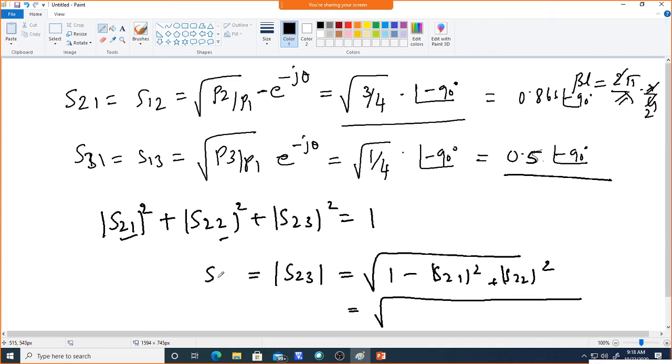That will be equal to 1 minus, S22 which we have found out is 0.25, and S21 is 0.866, and S22 is 0.25 square. So what is the value?